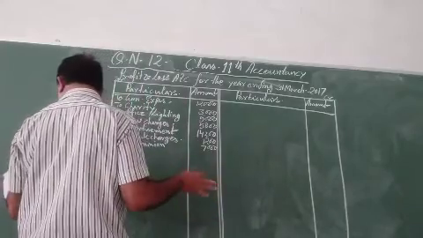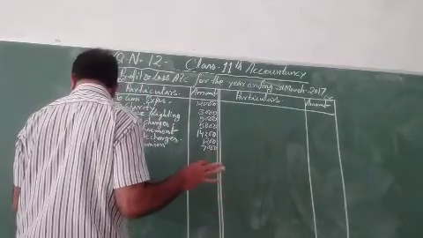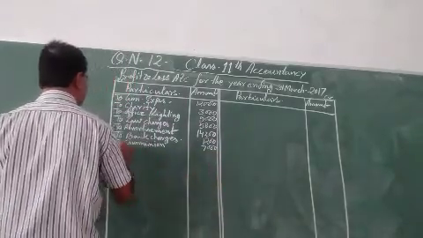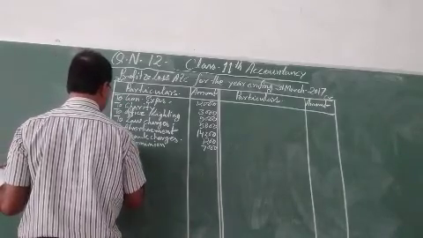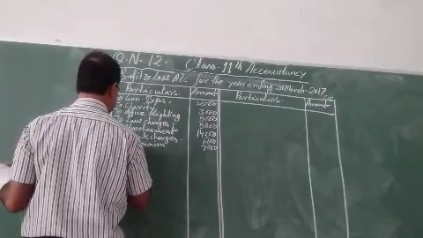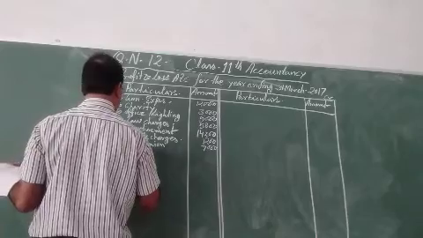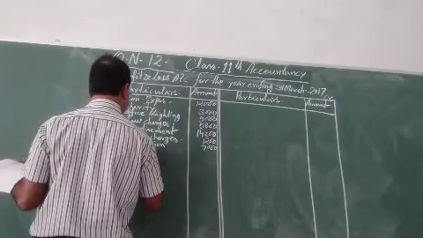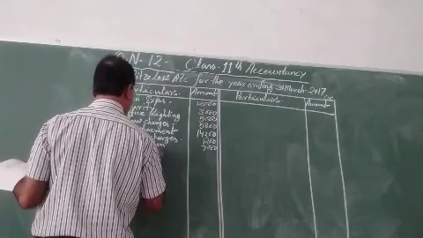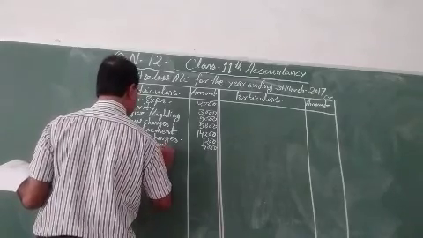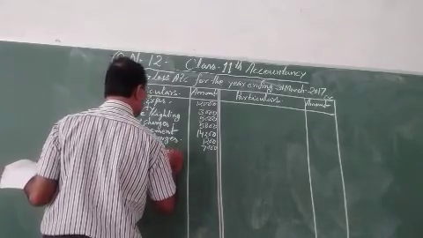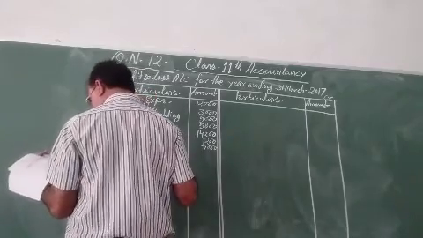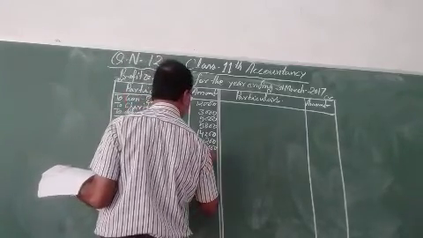You can see on the board rent, rates and taxes. This is also an indirect expense, so it is recorded in the profit and loss account because it is an administrative expense. Rates and taxes in the debit column: 30,000.